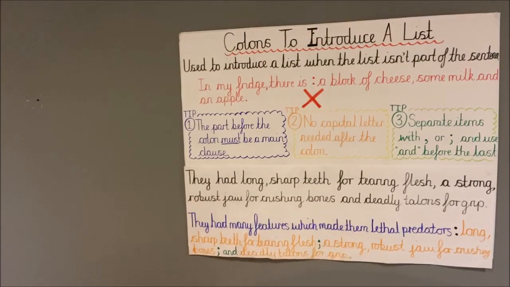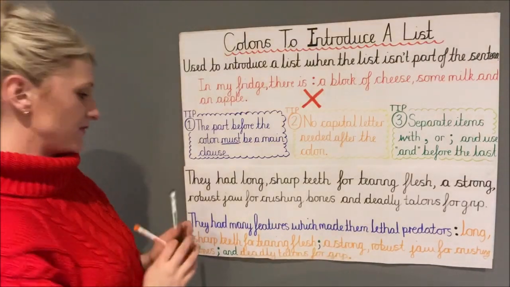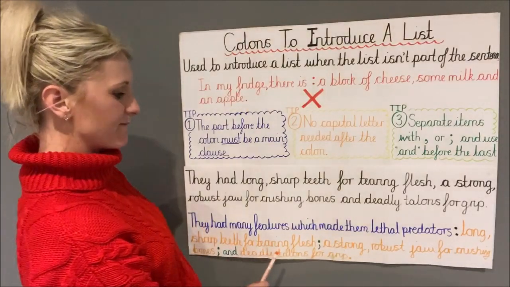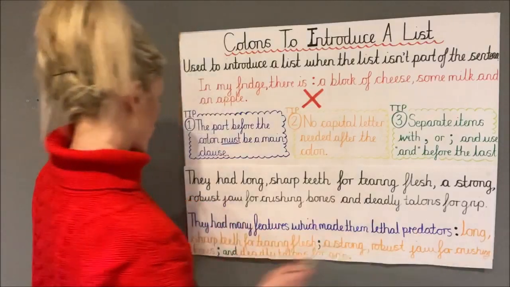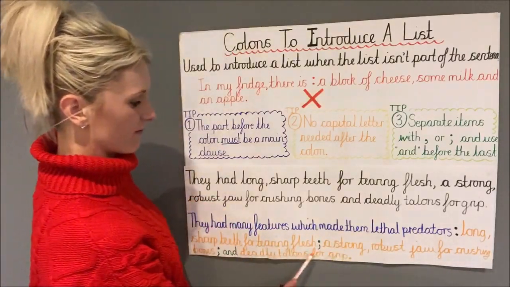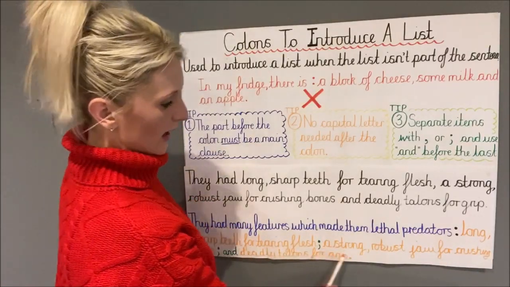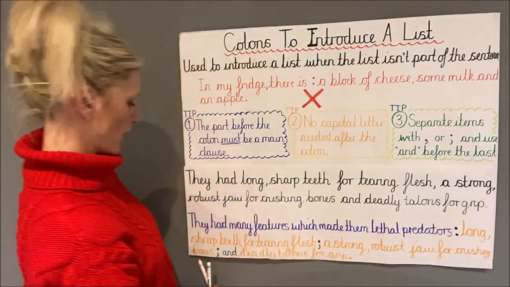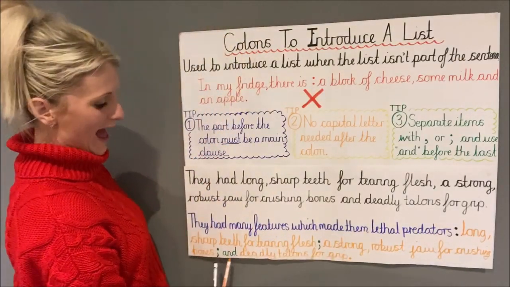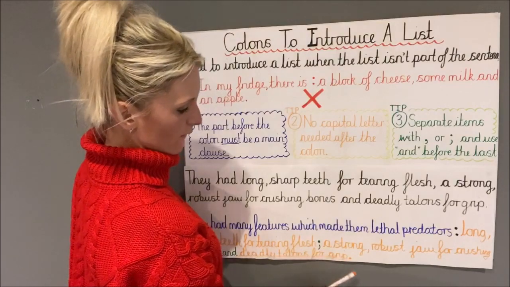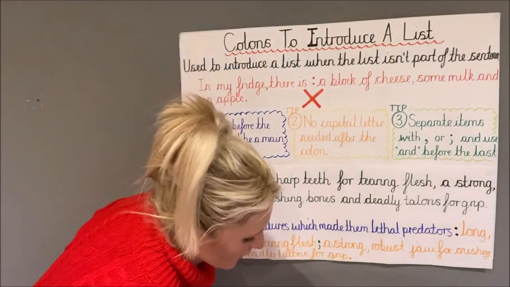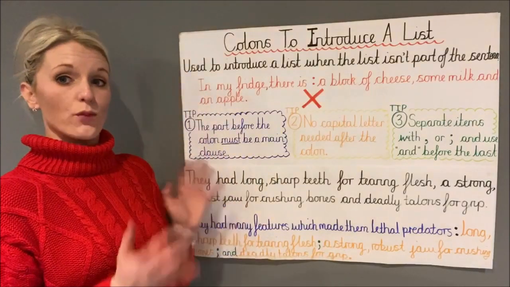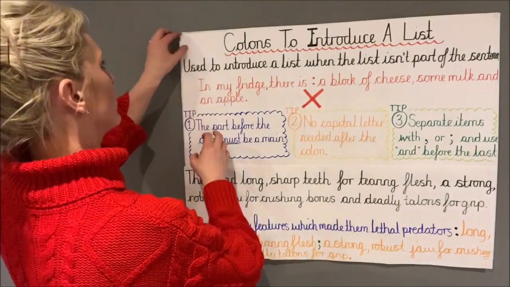And my full stop at the end. So we've now turned that into: they have many features which made them lethal predators: long, sharp teeth for tearing flesh; a strong, robust jaw for crushing bones; and deadly talons for grip. Okay, so they are two examples, one example with the commas and one example with the semicolons to separate our items.